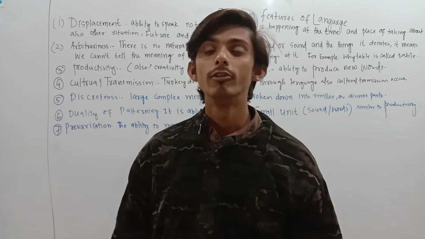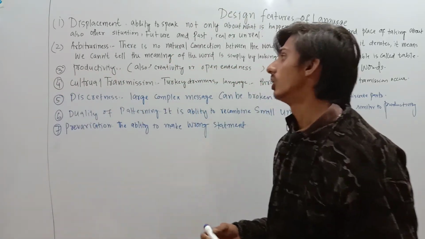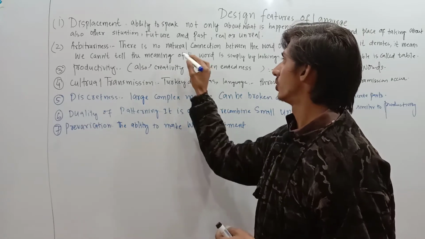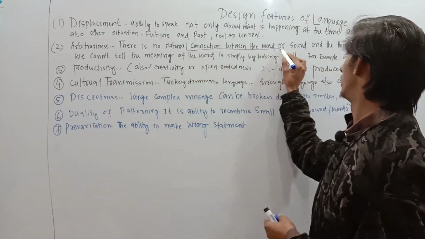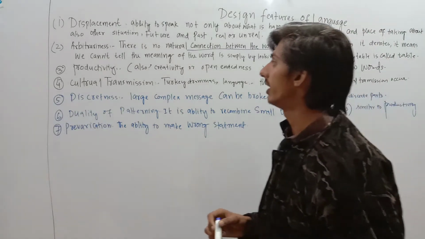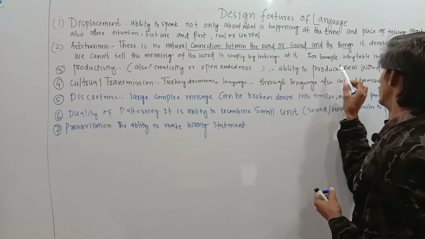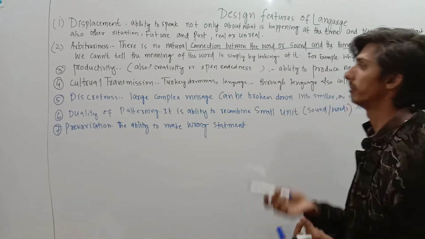The second feature is arbitrariness. The definition is that there is no natural connection between the word or sound and the thing it denotes. It means we can't tell the meaning of a word simply by looking at it. For example, why is a table called a table?